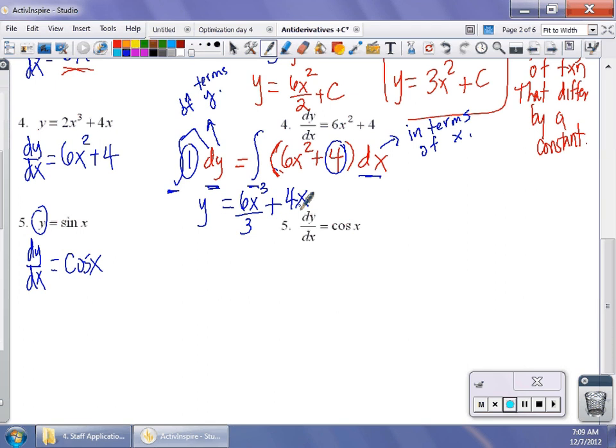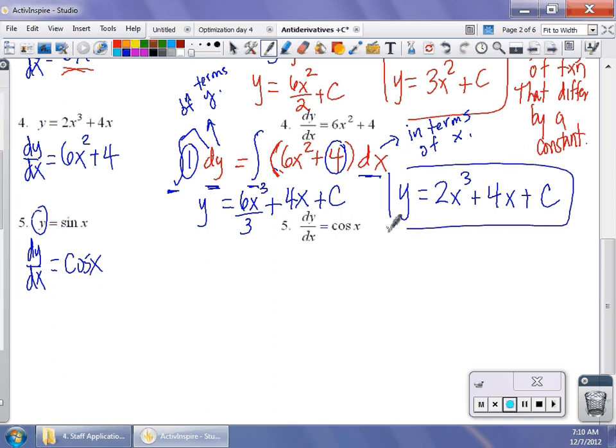Now you can check these by finding the derivative. We'll talk about that in a second. And then there could have been a constant of integration. We have no way of knowing without more information. When we clean up, I get 2x cubed plus 4x plus c. Now earlier I said you can check that by finding the derivative and see if it takes you back to the given derivative. And if you use the power rule, you will get the original derivative, and you can see that it matches up to problem number 4.